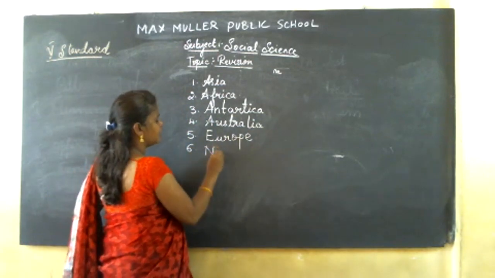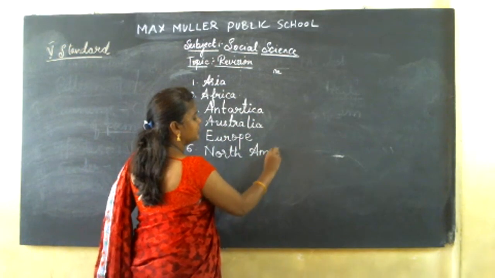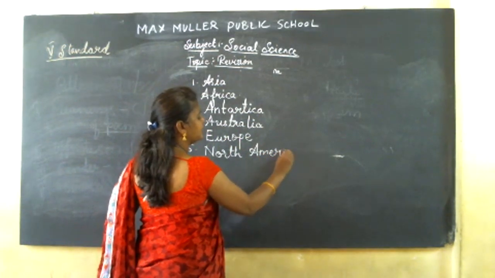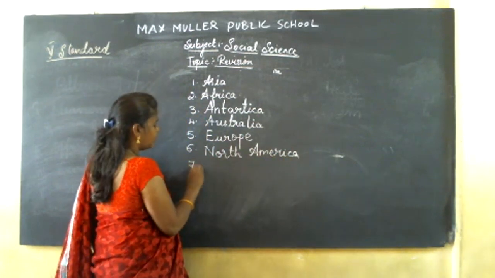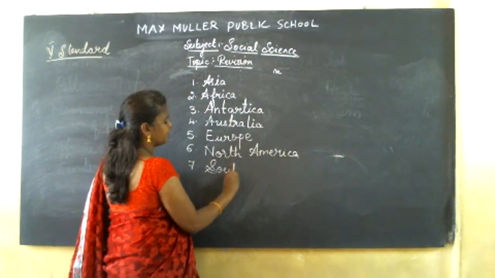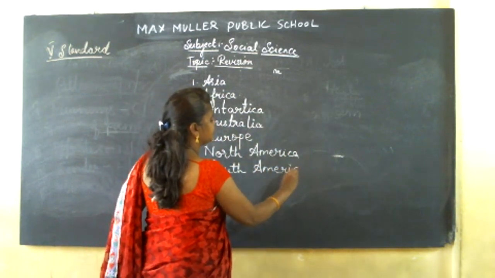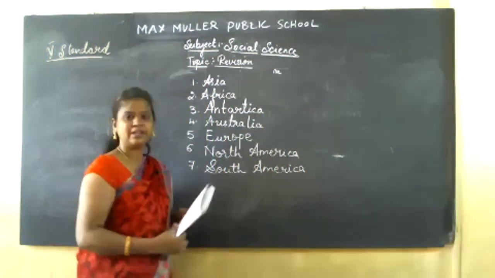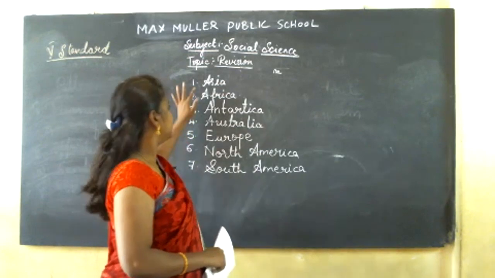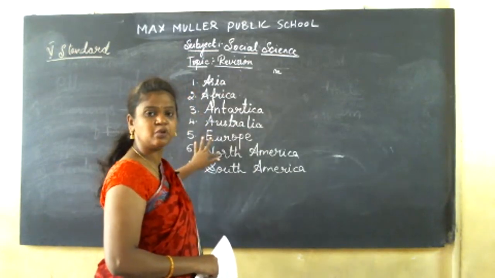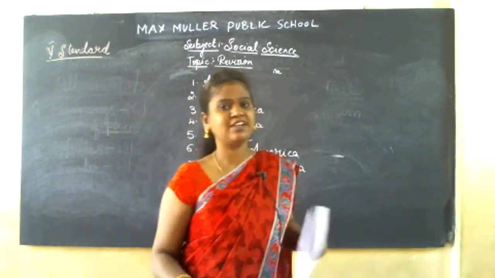Next is N-O-R-T-H, North, A-M-E-R-I-C-A, North America. And the last continent will be S-O-U-T-H, South, A-M-E-R-I-C-A, South America. So these are the 7 continents in the world: Asia, Africa, Antarctica, Australia, Europe, North America, and South America. So this will be the first question answers.